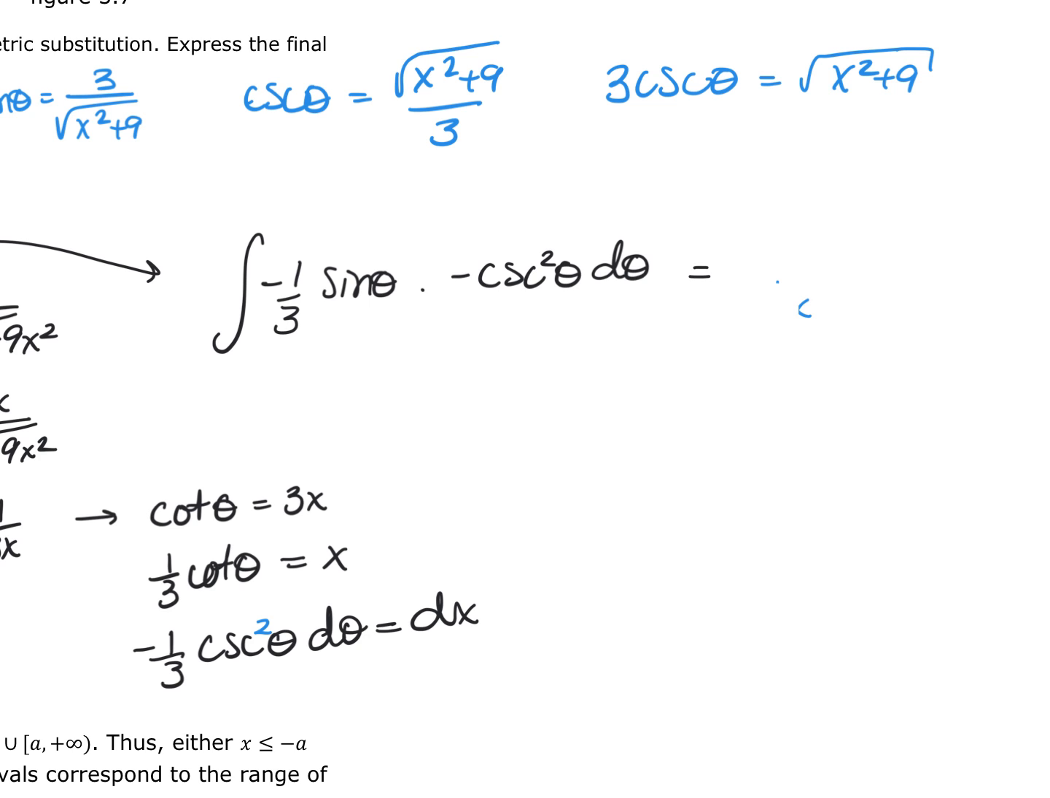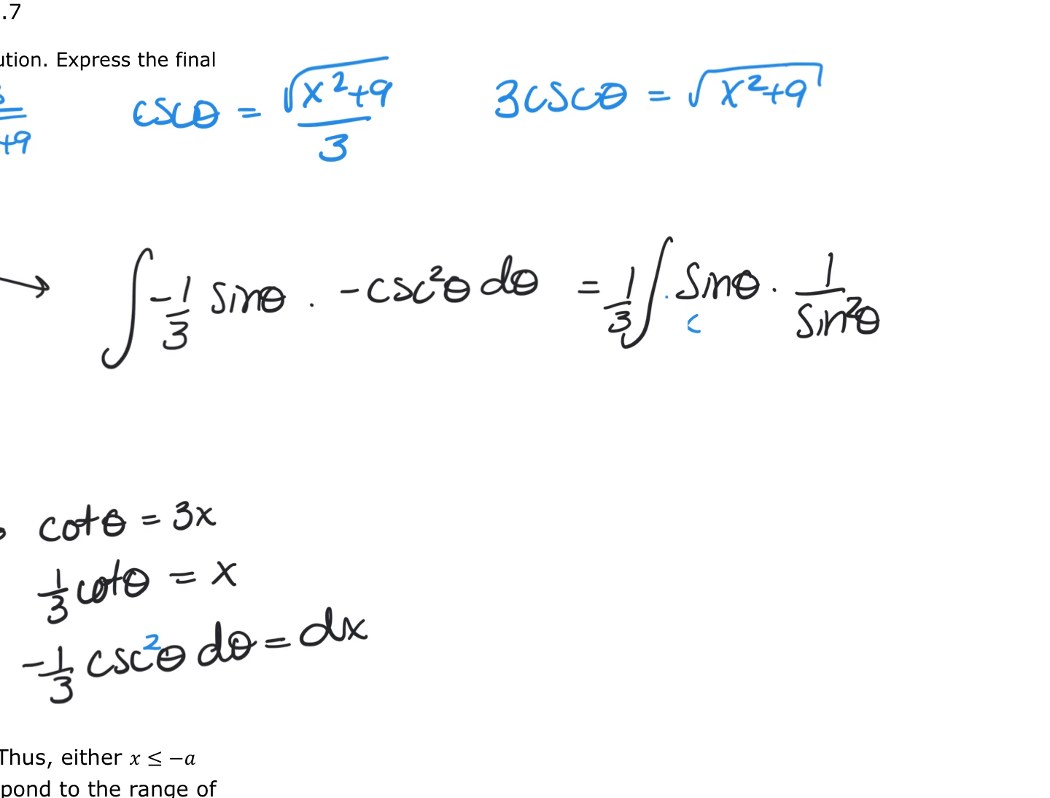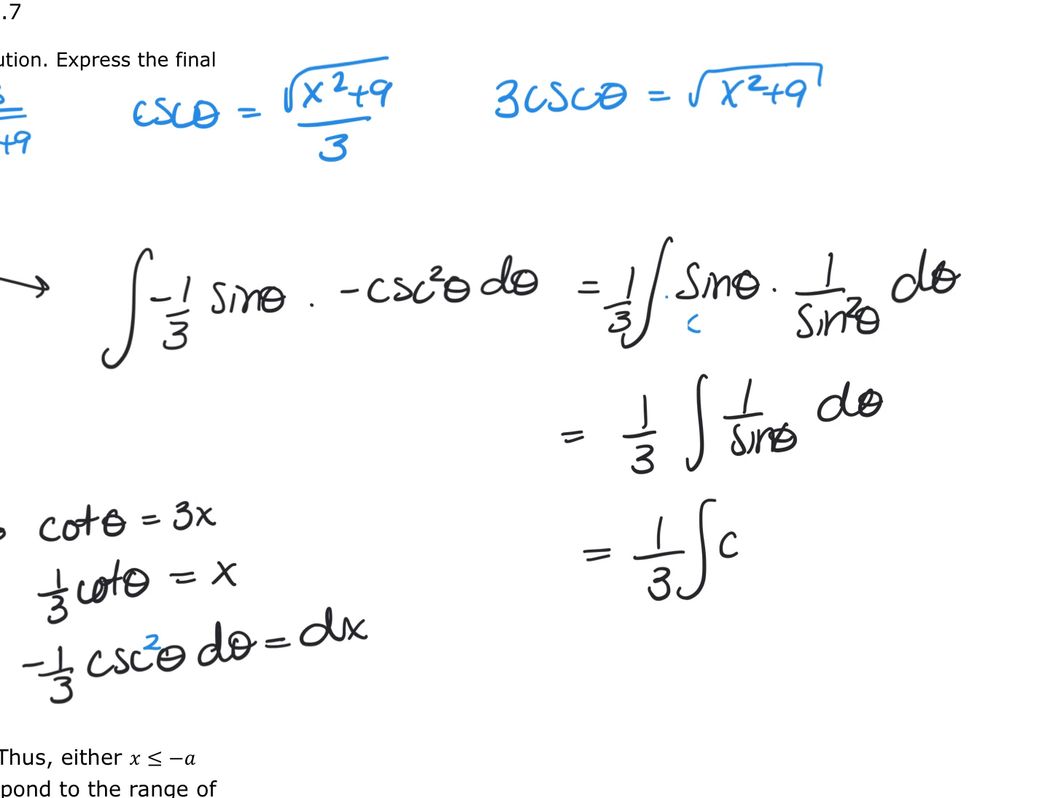So then this becomes, and the double negatives make it positive, so this becomes the sine. I'm going to bring that 1/3 out. The sine of theta multiplied by 1 over the sine squared of theta, d theta. So this equals 1/3. Well, this is integration of 1 over the sine of theta, d theta, which is going to give me 1/3 the integration of the cosecant of theta, d theta.